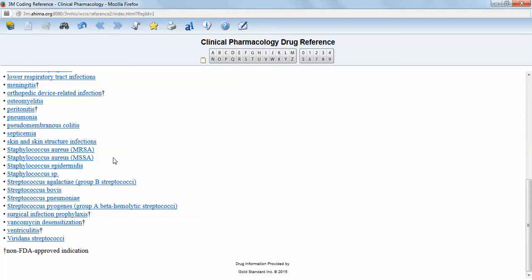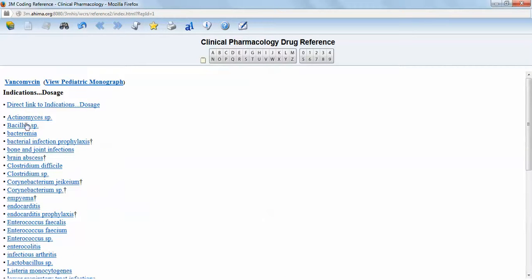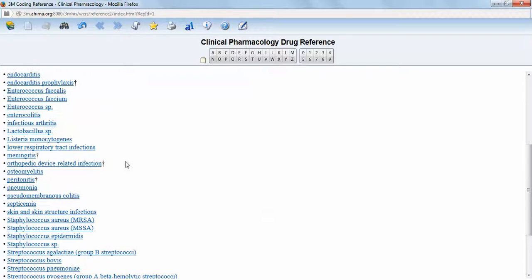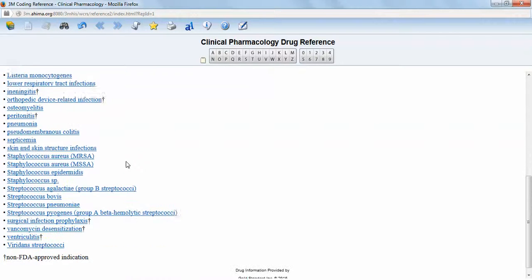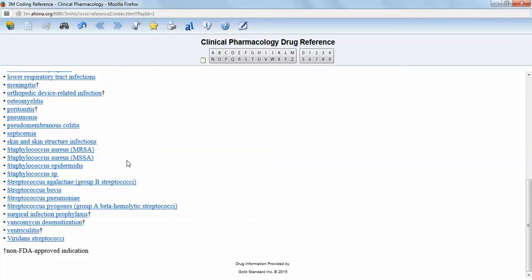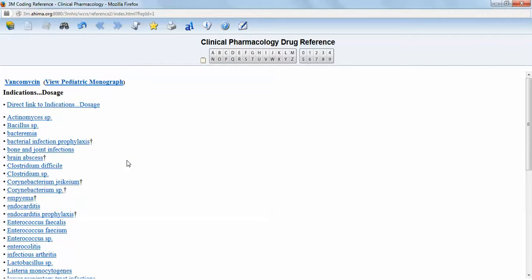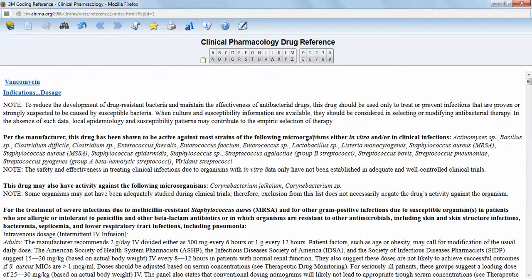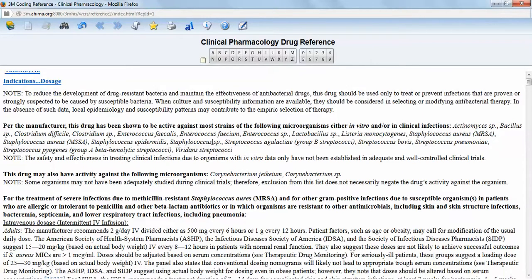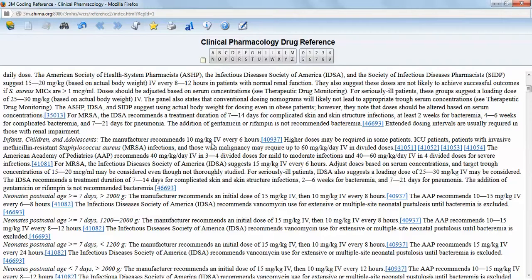Now, when we're looking at indications and dosages, we're going to click on that, and here's a ton. So these are all reasons that you could give vancomycin, or that you may see a patient receiving vancomycin. And there's a lot here, and you'll notice they are all infections. All right. So let's say we wanted to know more about giving it for brain abscess. So let's click on that. This gives us all of the information that we would need about giving vancomycin for treatment of brain abscess.